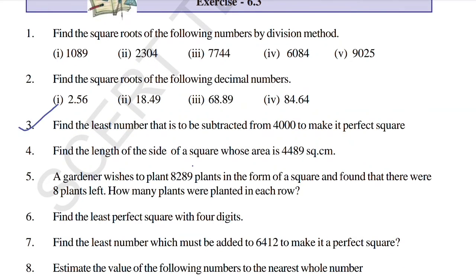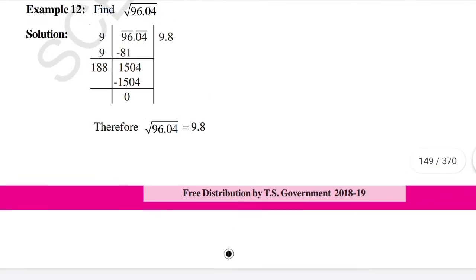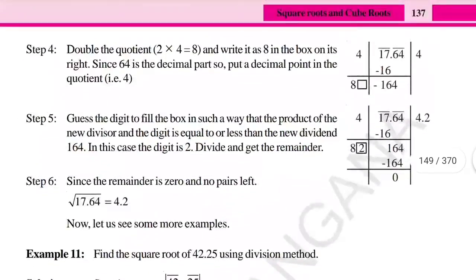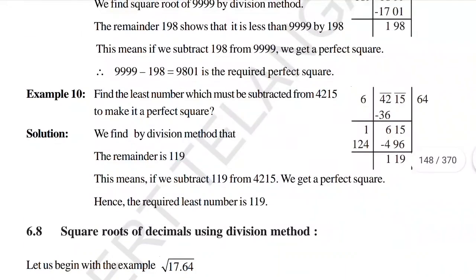Next, third problem: find the least number that is to be subtracted from 4000 to make it a perfect square. It is the same as an example problem. That example problem is example 10: find the least number which must be subtracted from 4215 to make it a perfect square.